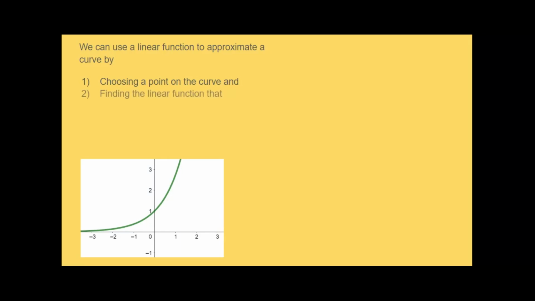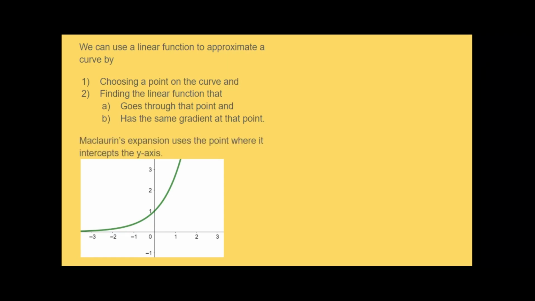So in order to do that, we want to, first of all, choose a point on the curve. It's going to go through one point on the curve. And we also want to know the function that has the same gradient at that point. And what's special about the Maclaurin series is that Maclaurin used the y-intercept as his point. So for y equals e to the x, what is that point on the y-axis? Of course, x equals 0, and so e to the 0 equals 1.